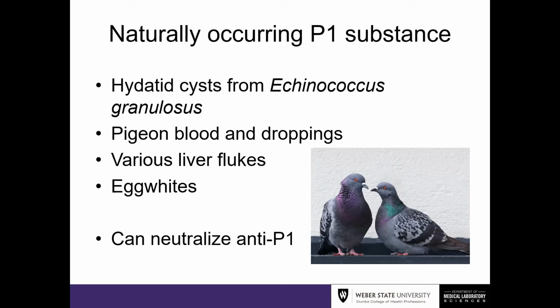Some sources of naturally occurring P1 substance include hydatid cysts from the Echinococcus granulosus tapeworm, pigeon blood and pigeon droppings, various liver flukes, which are the trematodes or flatworms, and also egg whites. Higher titers of anti-P1 antibodies are commonly found in people who are frequently around birds or who work with birds. Pigeons are the birds usually associated with P1, but it has been found in several other types of birds as well. These substances can actually neutralize anti-P1 in vitro testing if the panel testing shows complex or confusing reactivity due to multiple antibodies.